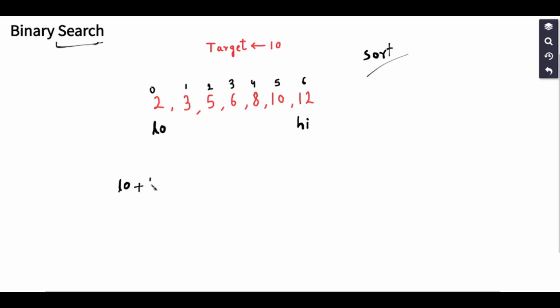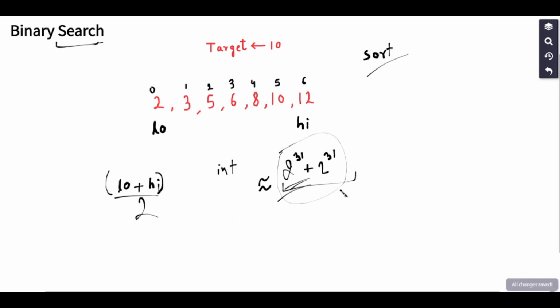In some implementations, the middle element is found like this, which works for some cases, but this equation does not work for all cases. How? Because they are integer types, so for the int data type in C++, we may have 2 raised to the power 31 as the largest integer value. If both low and high are comparable to this large integer, then adding them is going to exceed the integer capacity. This number cannot be stored in an integer. So in that case, we will have an overflow, and we have to take care of this.